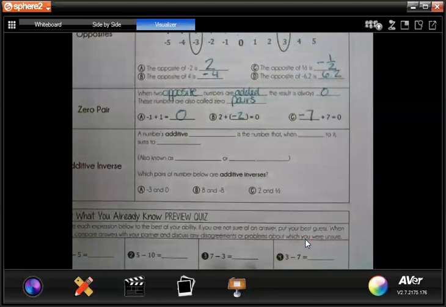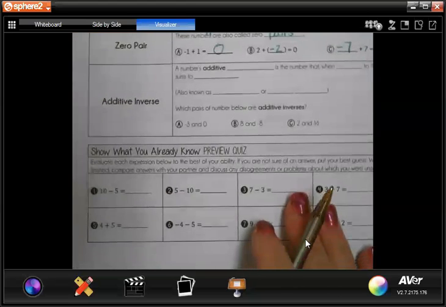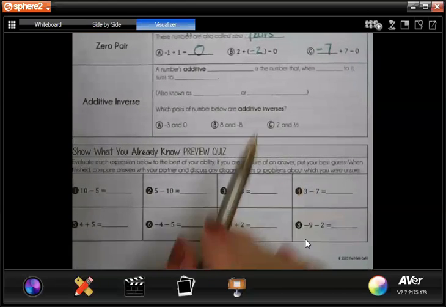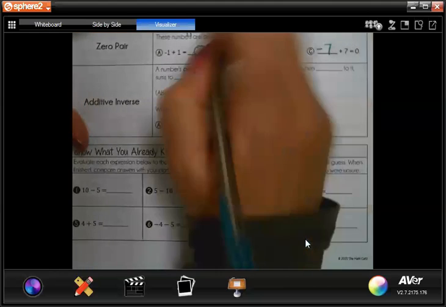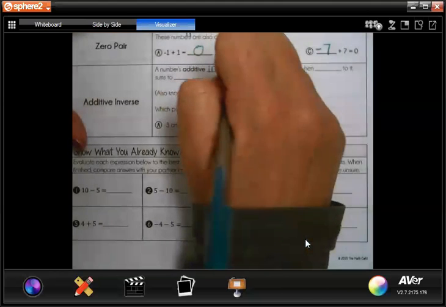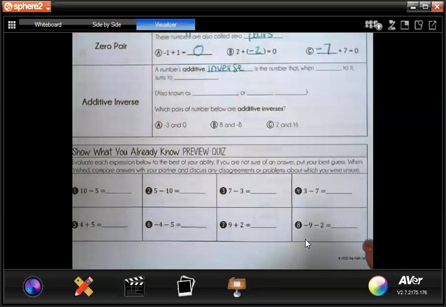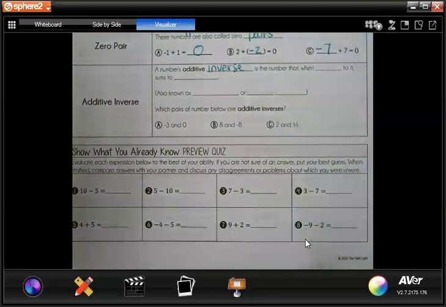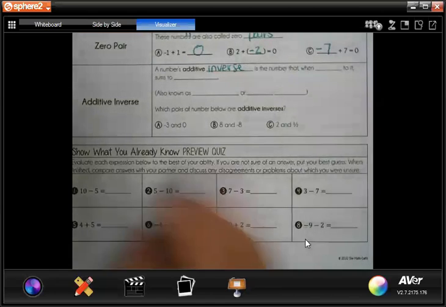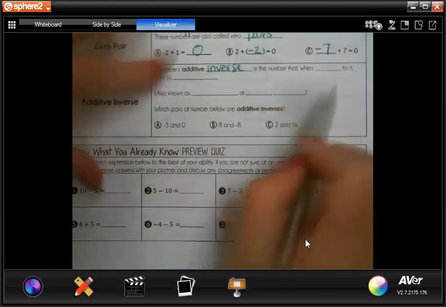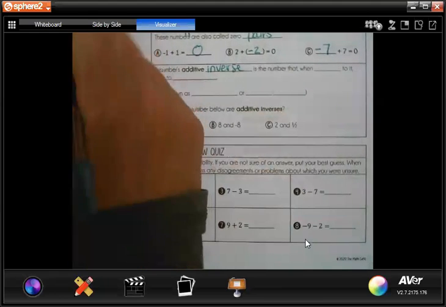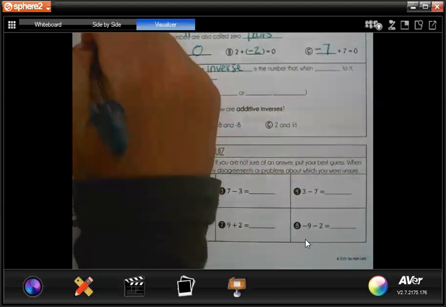Now this is also kind of where additive inverses come from. A number's additive inverse is the number that, when added, the sum is always 0. Additive inverse is basically the same as 0 pair.